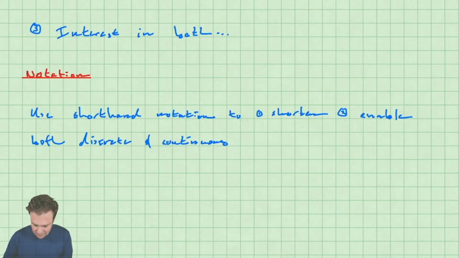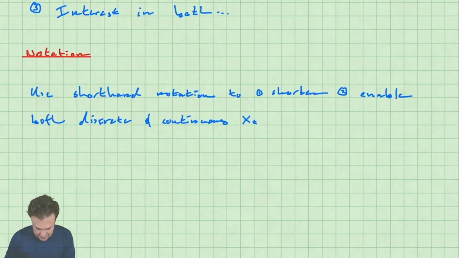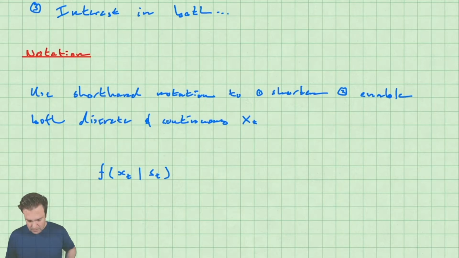So that is to say, discrete and continuous x sub t state-dependent processes. Okay, and so here's what the notation looks like. We're going to be seeing this symbol a lot: f, and its arguments are going to be lowercase x sub t, given lowercase s sub t. Now, we haven't used lowercase x and lowercase s in our descriptions of this hidden Markov model yet, but you can kind of guess what they might be.